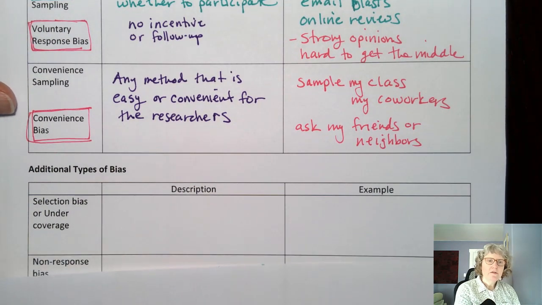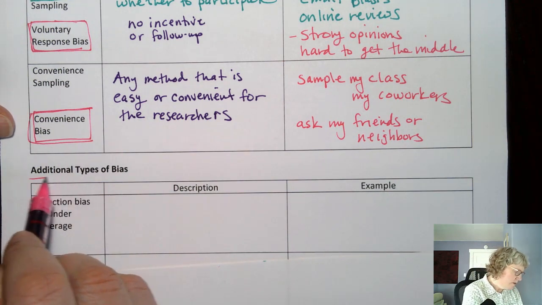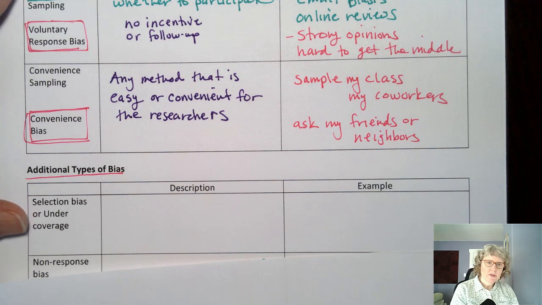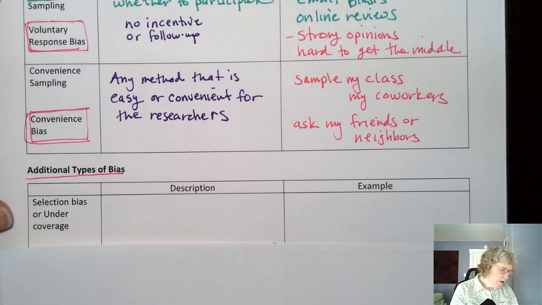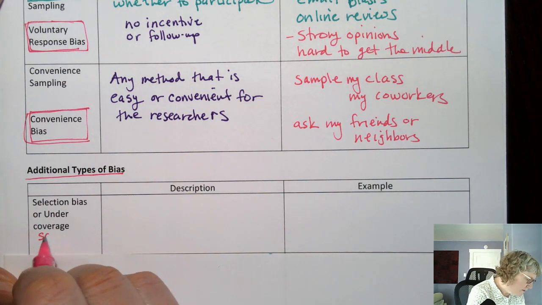Okay, so then there's a few other types of bias that aren't necessarily a sampling method, okay? So I wrote additional types of bias here. So I've got a bunch of types of bias, and there are even more. I'm sure you've heard of more that aren't even on here, like cognitive bias. We're just doing a few types of bias. Okay, so the first one we'll talk about is selection bias or undercoverage. Okay, it's also called sampling bias.